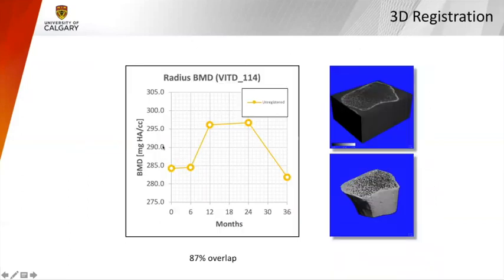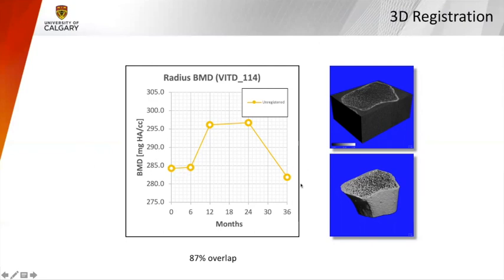So this is just a little bit of showing its application in some in vivo data. I'm going to use a lot of vitamin D data from a study we did recently to illustrate the effects of the registration. So we have, in this case, 5 time points, 0, 6 months, 12 months, 24 months, and 36 months, and the BMD as a function of those time points based on the scans.